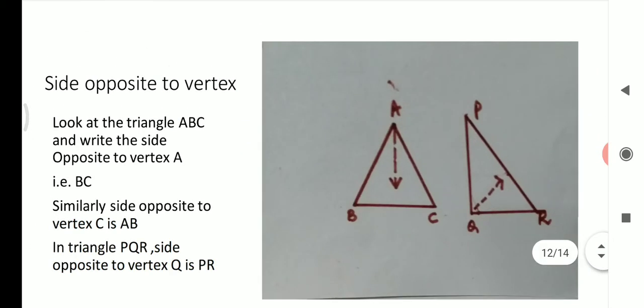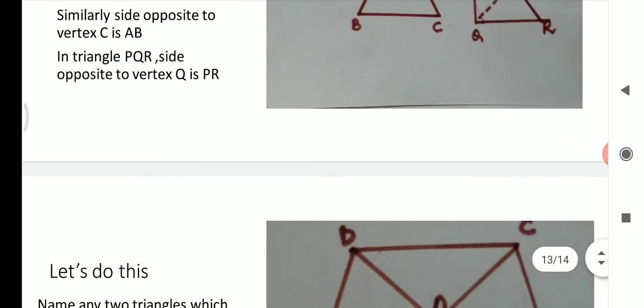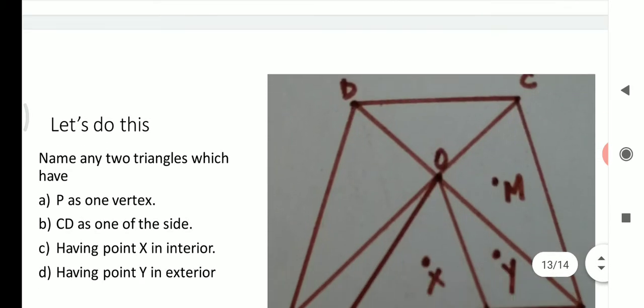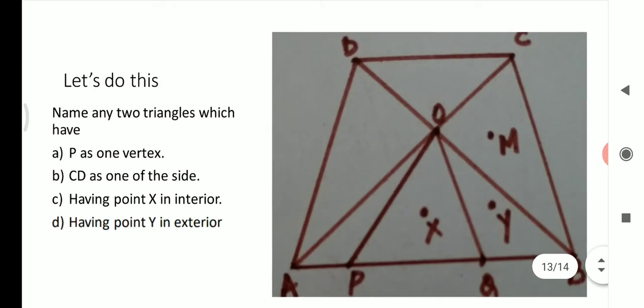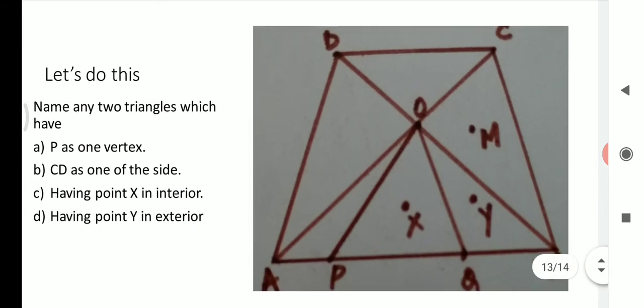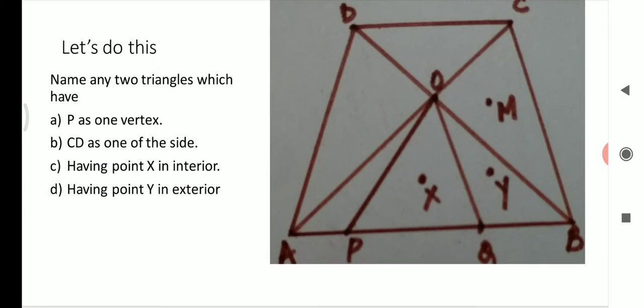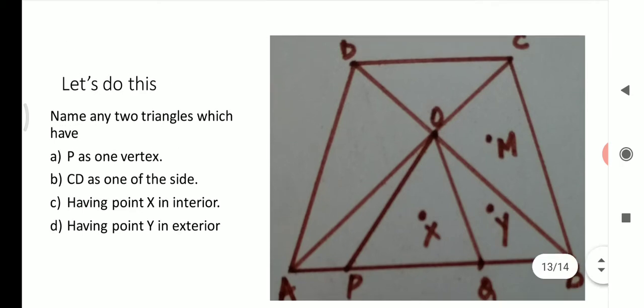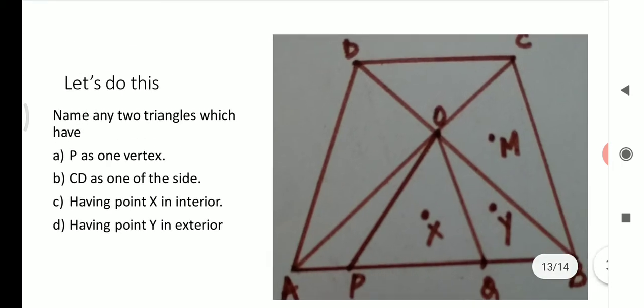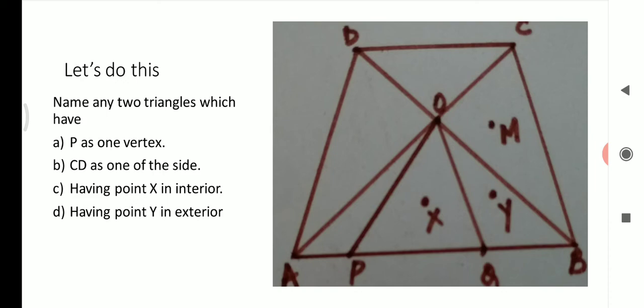Now, recall, we have learned this topic. Let me do one sum and try to recall whatever we have learned. Now, just have a look at this figure. In this figure, this is a complex figure. The points A, B, P, Q, C, D are given to you and you have to do this question. Name any two triangles which have P as one vertex. P as one vertex means in the naming of the triangle, P should be there and the other two points such that they form a triangle.